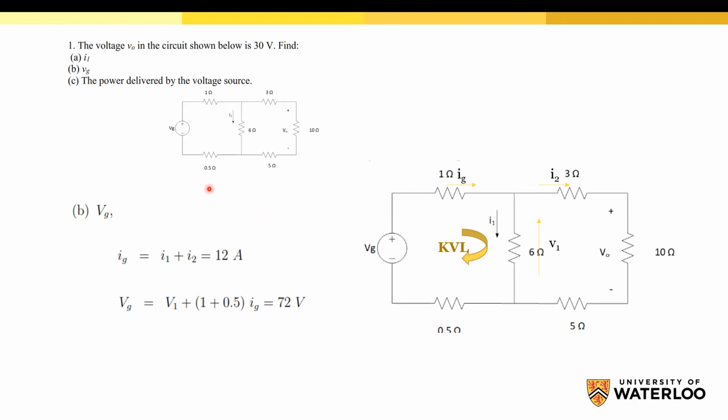For the third part, we need to calculate the power delivered by the source voltage, which is the power delivered by this source. The power is equal to I squared times R in case we have a resistor, and is also equal to the current times the voltage. In this case, we know the voltage and we know the current passing through this source, so we can calculate the power delivered by this source by multiplying IG times VG. So that's all for this question.